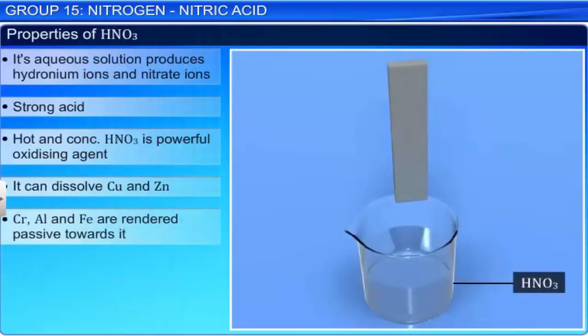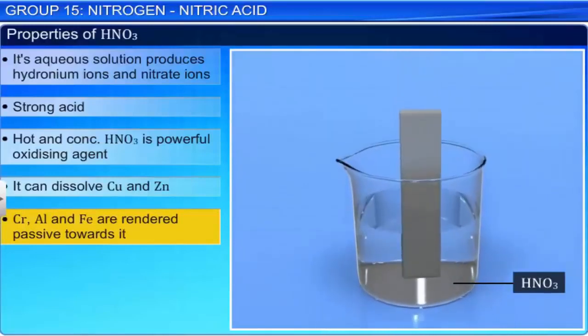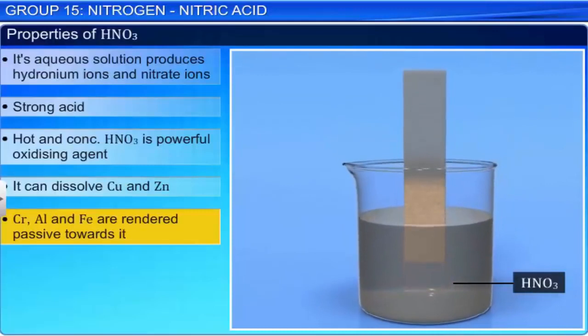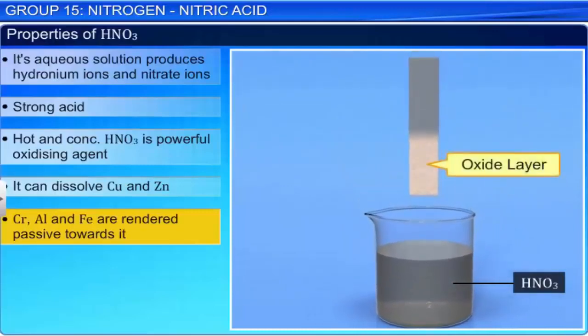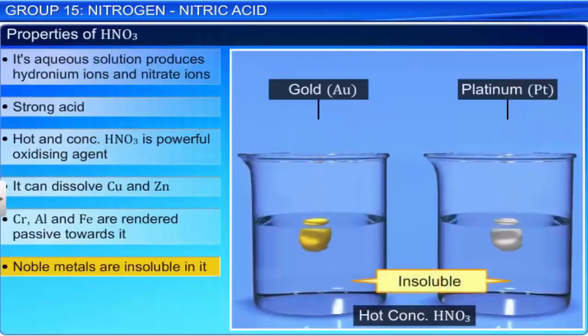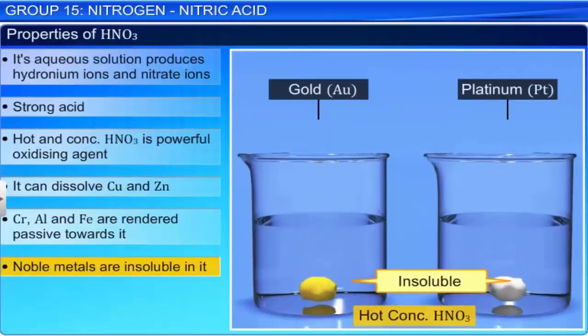Certain metals such as chromium, aluminium, and iron are rendered passive towards an attack by nitric acid. This is due to the formation of a thin layer of oxide on the surface of these metals. Noble metals, such as gold and platinum, are insoluble even in hot and concentrated nitric acid.